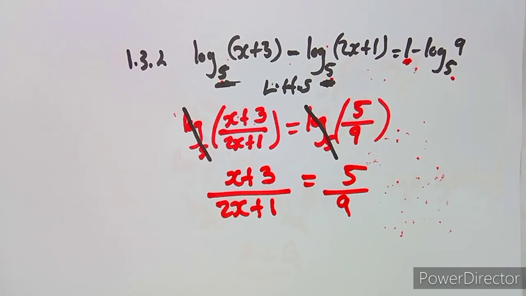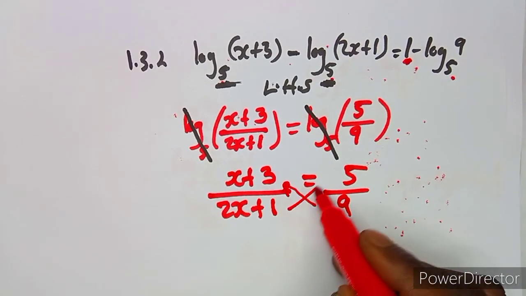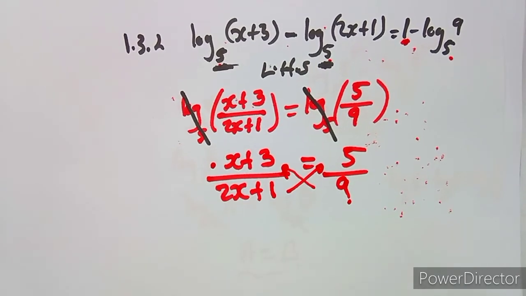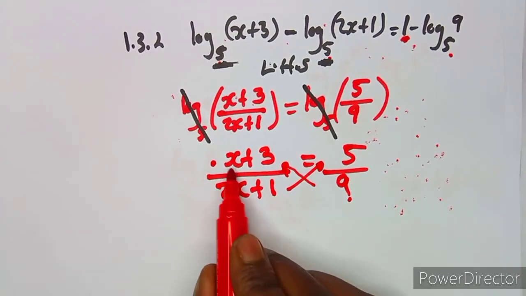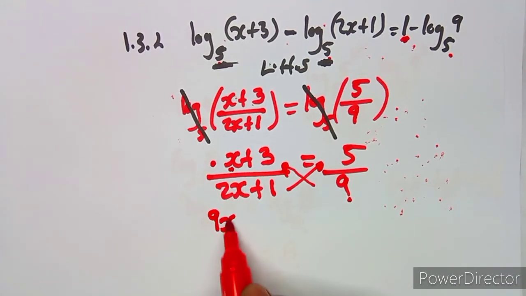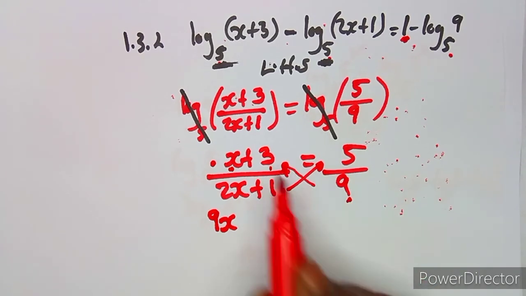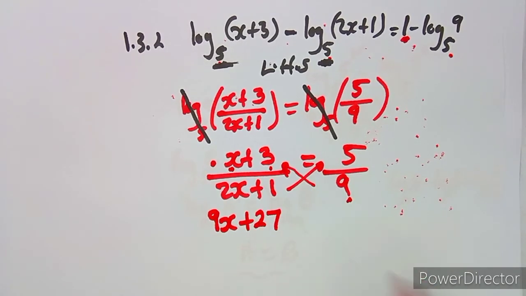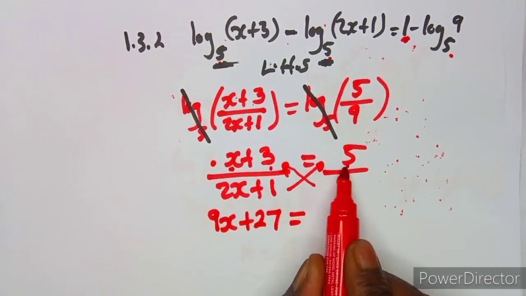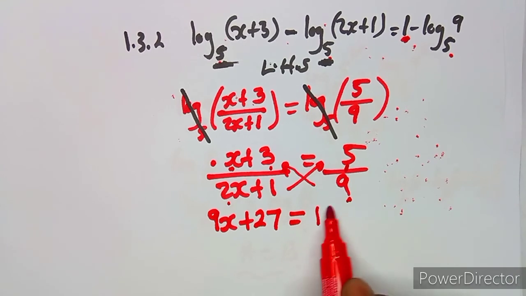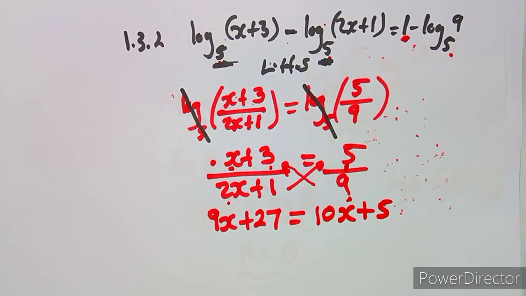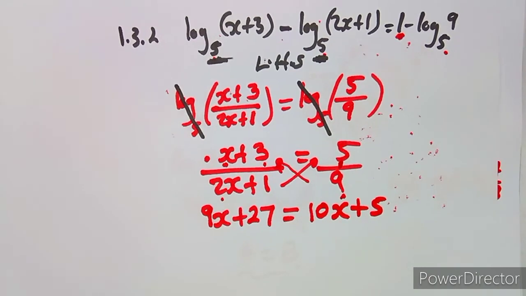Which is now an advantage because I can cross multiply. So that's 9 times this part here. You can open a bracket or just multiply 9 times x. Make sure you multiply every term. 9 times x, that's 9x. 9 times 3, that's 27, which is equal to, you do the same, 5 multiplies everything. So it's 5 times 2x, which is 10x. 5 times 1, which is 5. You multiply every term. All right.